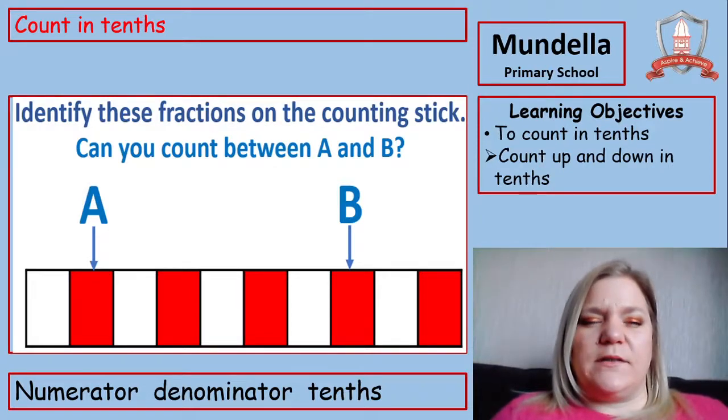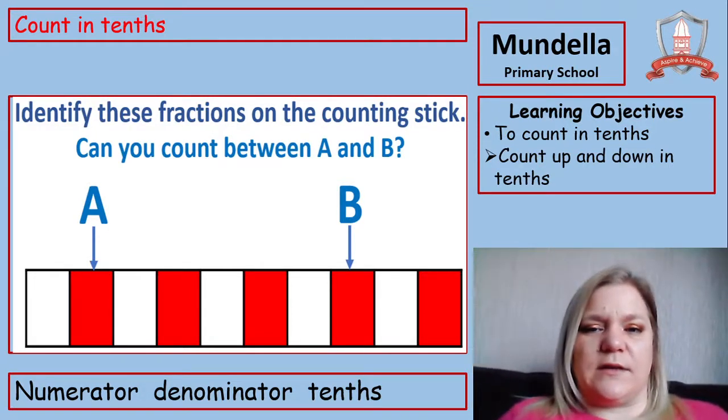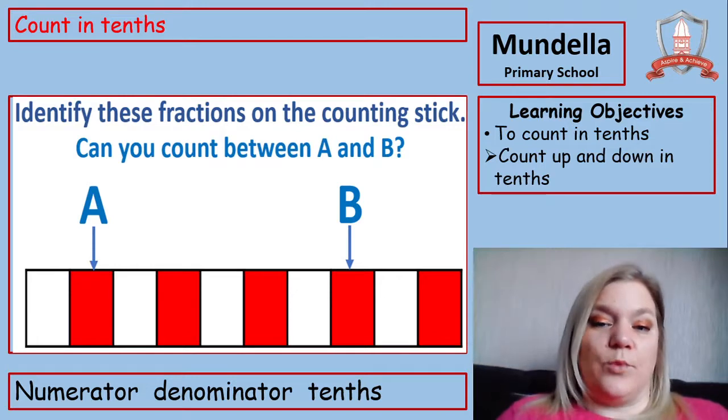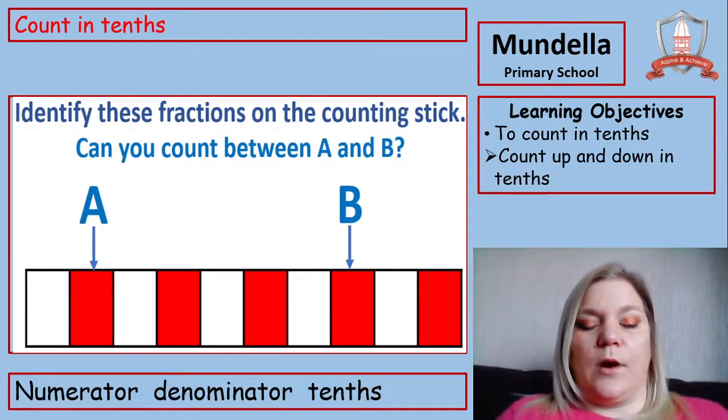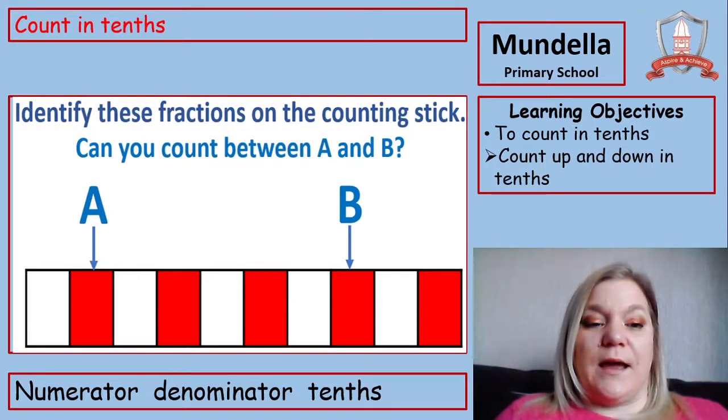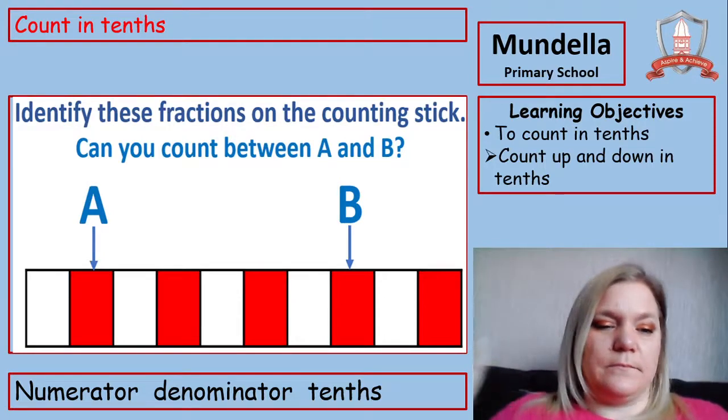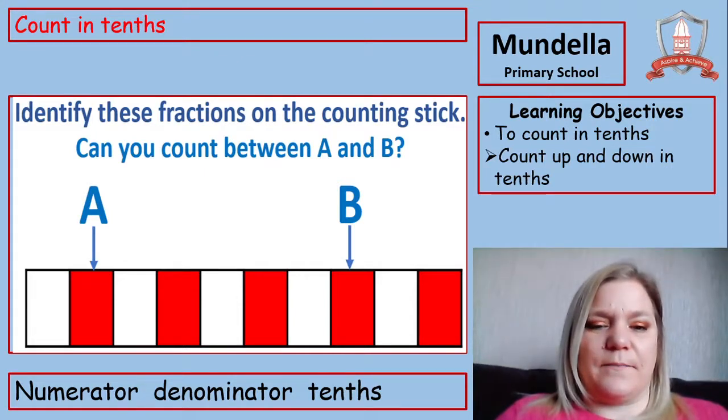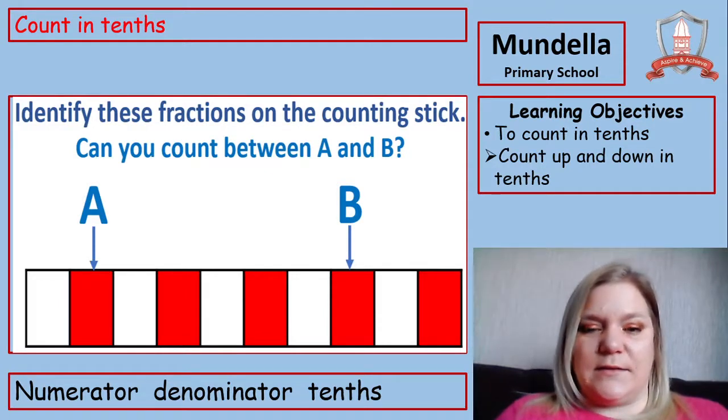I wonder if you can identify these fractions on the counting stick. Imagine that 0 is on one end of the counting stick and 1 is on the other end. You can see that the counting stick has been divided into 10 equal pieces. So what fraction is A pointing to? Well done, it is 2 tenths. And what fraction is B pointing to? It's pointing to 8 tenths.